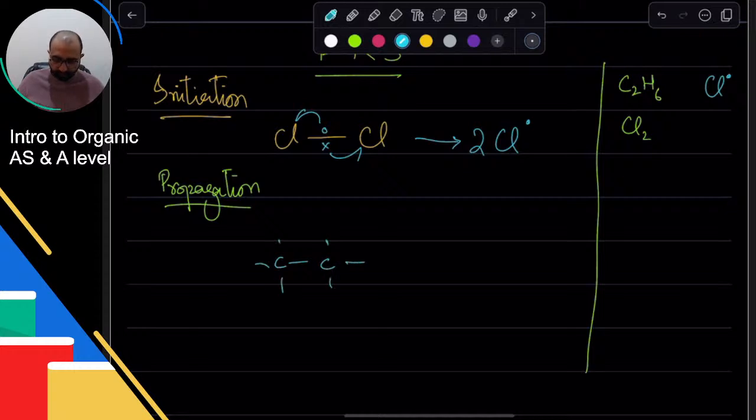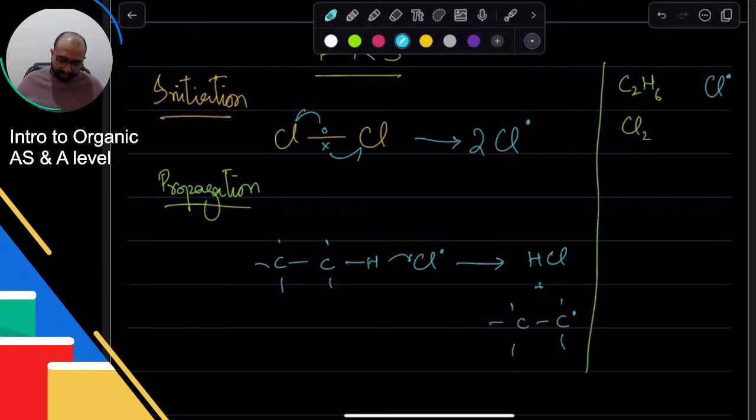And the chlorine radical is approaching it. When that happens, this hydrogen can make a bond with this chlorine radical. And that is what will happen. This will create a bond with that, and you will get HCl. And whatever is left, that other thing will now have a radical here.